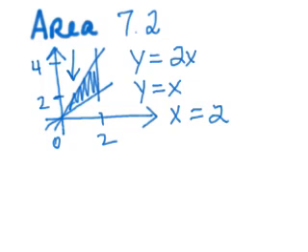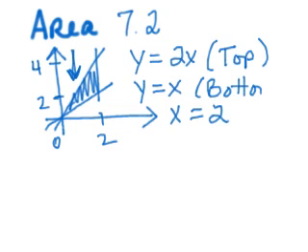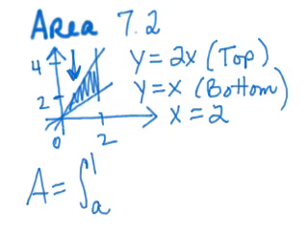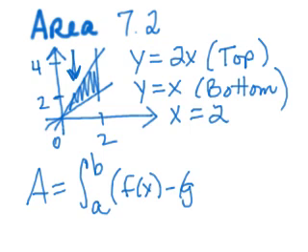The way we set this up is imagine that we're cutting into that region by cutting down, and so the first one we hit is y is equal to 2x. This is the top. This one's the bottom. And the formula that we use for this is the integral from a to b of f of x minus g of x dx.